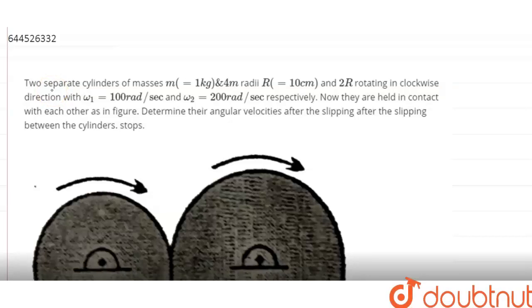Two separate cylinders of masses m = 1 kilogram and 4m and radii r = 10 centimeter and 2r are rotating in clockwise direction with omega 1 and omega 2 respectively. Now they are held in contact with each other as in figure. Determine their angular velocities after the slipping between the cylinders stops.